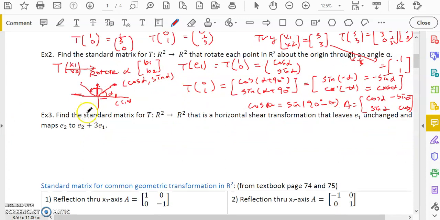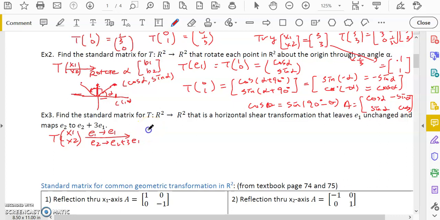Example 3. So if I have a transformation that does (x1, x2), what happened is it's called a horizontal shear transformation. e1 is unchanged, so e1 just becomes e1, but then e2 goes to e2 plus 3e1. So this is a description: e1 becomes e1, e2 becomes e2 plus 3e1.